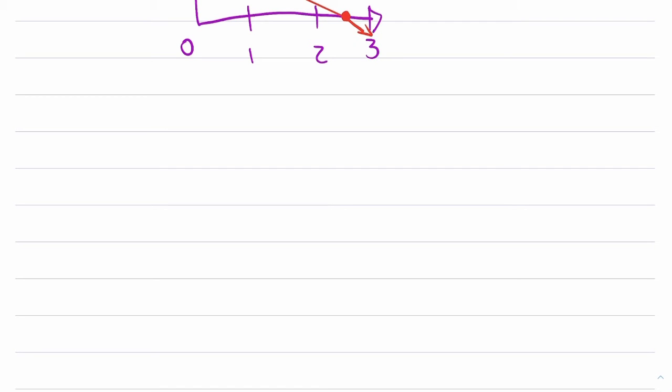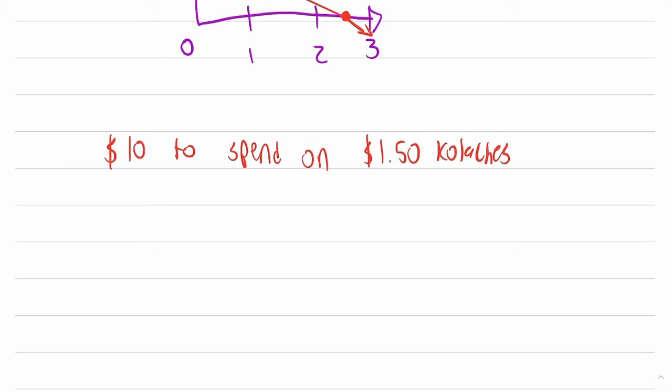So we have $10 to spend, and we're going to spend it on $1.50 kolaches or 50-cent donuts.